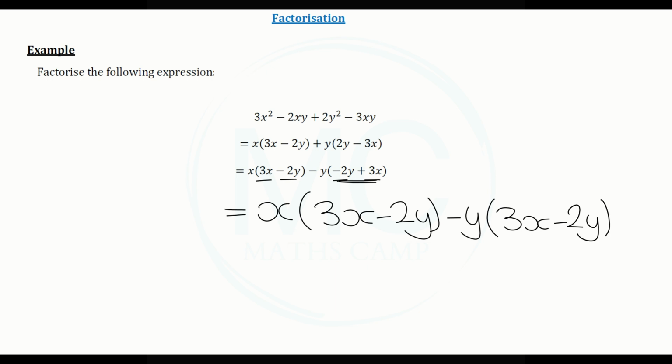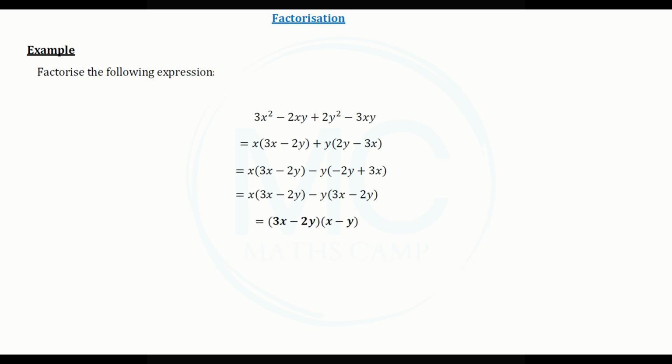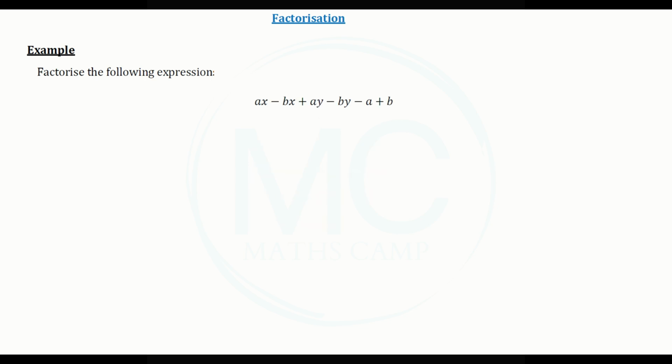Now our terms and our operations are the same in both brackets, and we can take the bracket out as a common factor. You can say 3x minus 2y. From the first term, we're left with x, and the second term, we're left with negative y. And we have now completed this question. Let's do one final example.